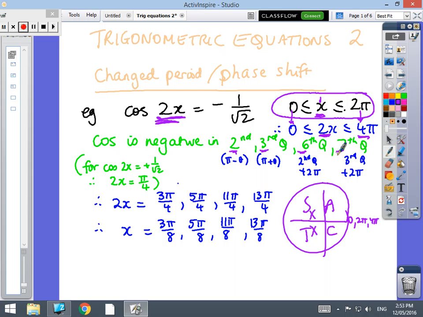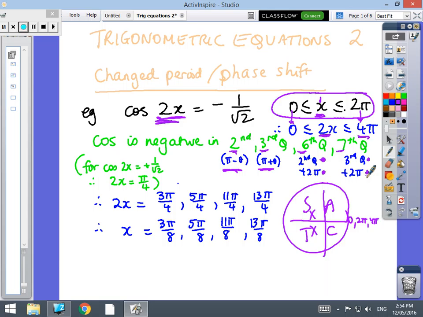Okay. Now, in the second quadrant, again, I've just put the little formulas, pi minus theta for second, pi plus theta for third. But when we get to the sixth quadrant, we just go to the second quadrant answer and just add a circle, 2 pi. And for the seventh quadrant, we just go to the third quadrant answer and add a circle, 2 pi.